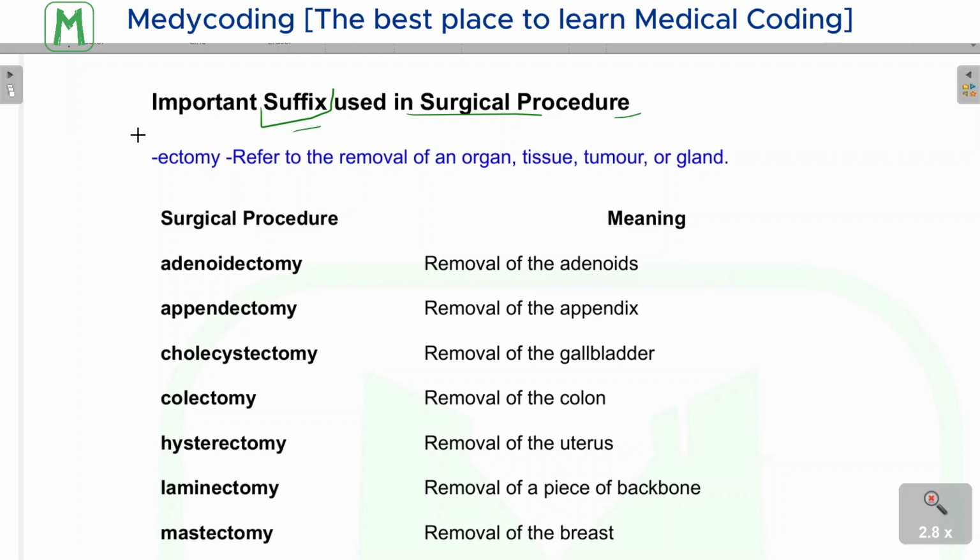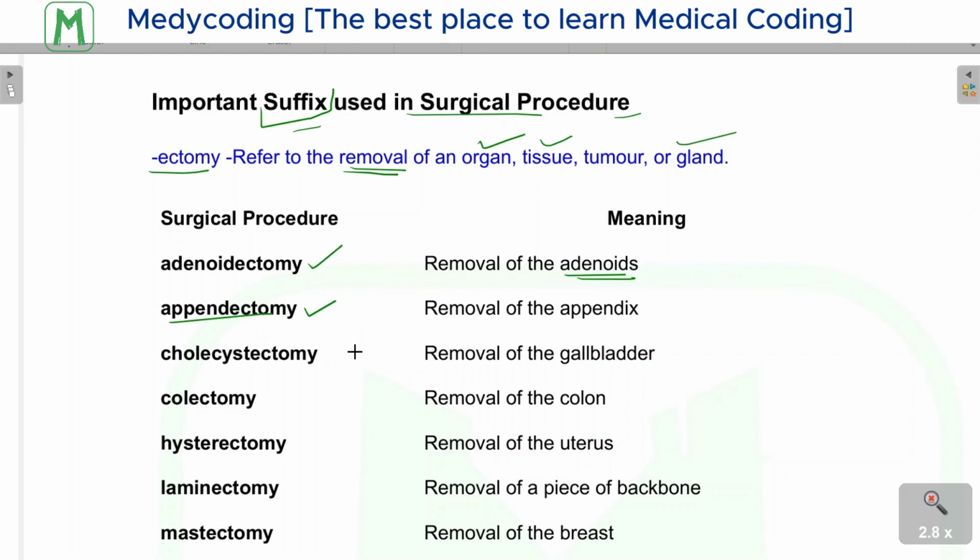So our first suffix is ectomy. Ectomy means removal, and it may be removal of an organ, tissue, or maybe a gland, like removal of the appendix. It is said to be appendectomy. Similarly, if the adenoid is removed, then adenoidectomy.